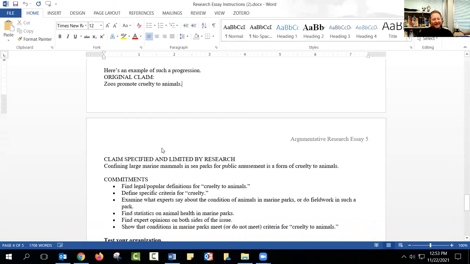So it's there, it exists, it is a claim, right? It's argumentative. Someone could disagree with that, but I want to narrow it down a little bit more. So now I say confining large marine mammals in sea parks for public amusement is a form of cruelty to animals. Because now in 5, 6, 7 pages, I can really focus on marine mammals. I can talk about Shamu, the killer whale and stuff like that, specifically about SeaWorld and other sea parks across the world, right? I can focus in 5, 6, 7 pages on this topic.